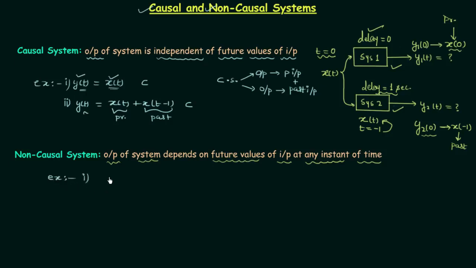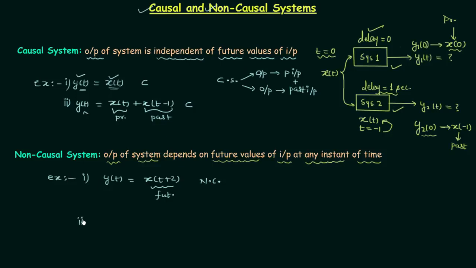In the first example, y(t) is equal to x(t+2). This is the future value of input. So the output is only dependent on the future value of input. Therefore, the system is non-causal.